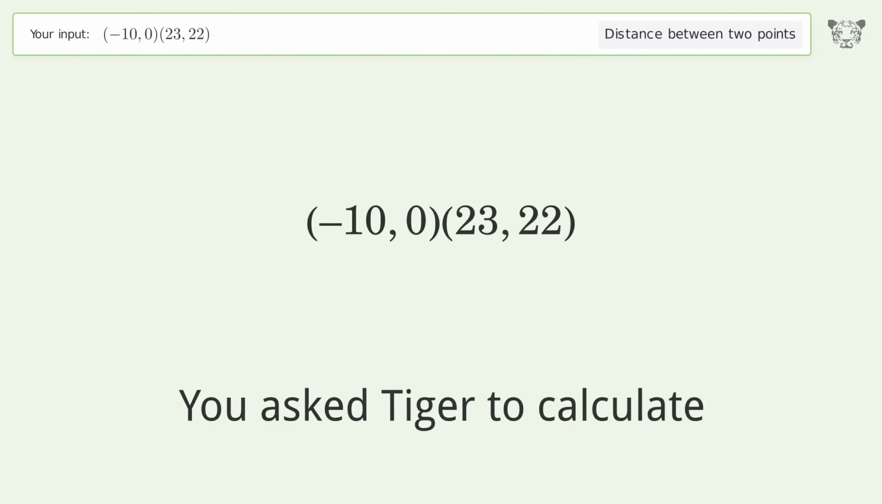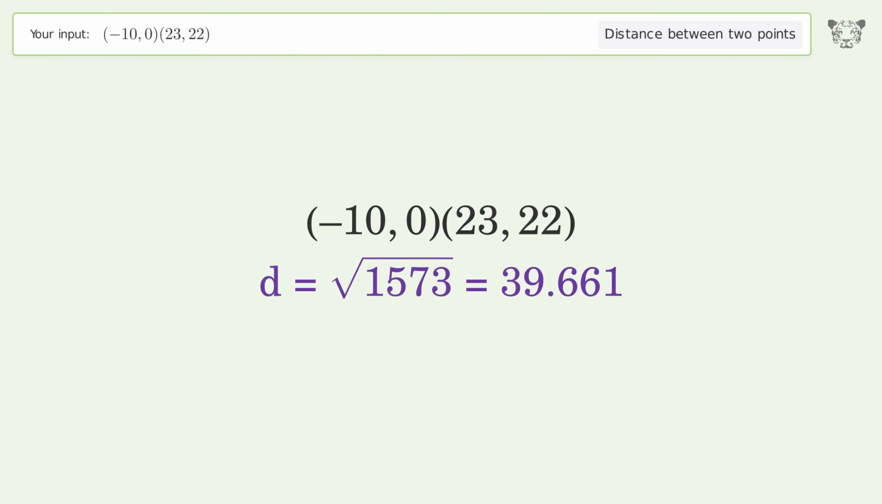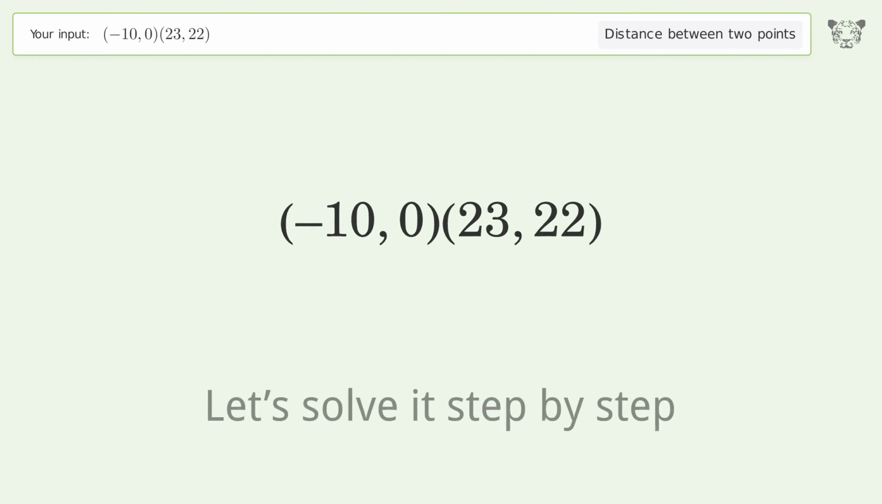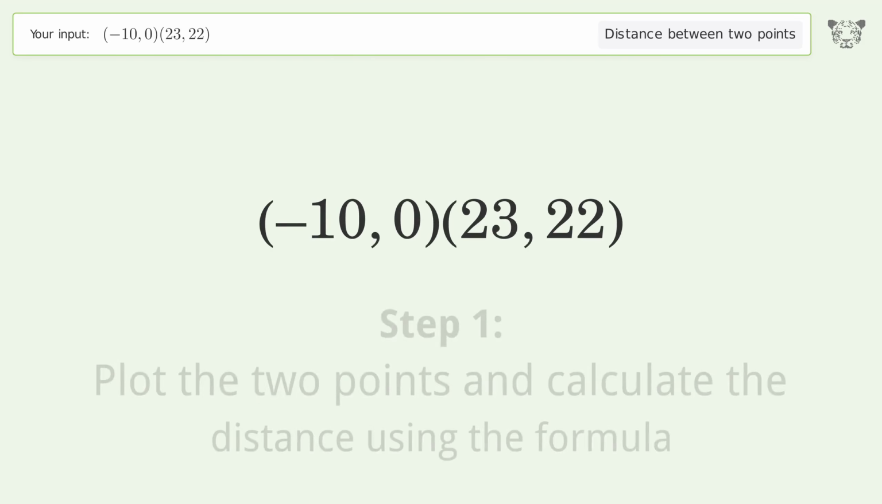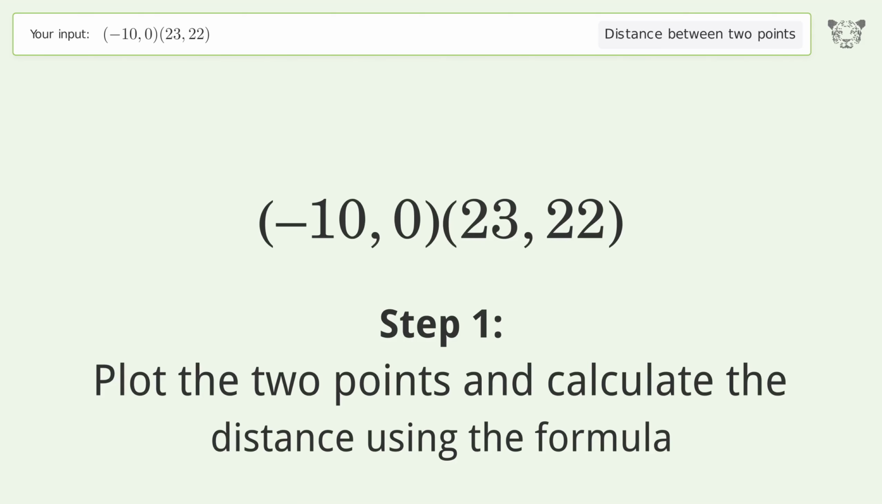You ask Tiger to calculate. This deals with the distance between 2 points. The distance between the 2 points is the square root of 1,573, or 39.661. Let's solve it step by step. Plot the 2 points and calculate the distance using the formula.